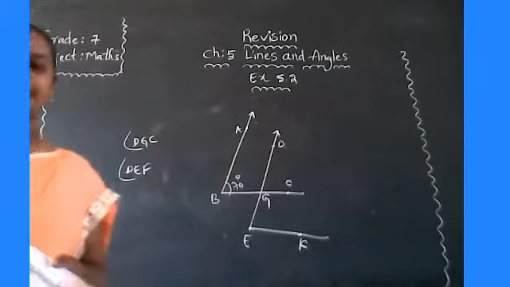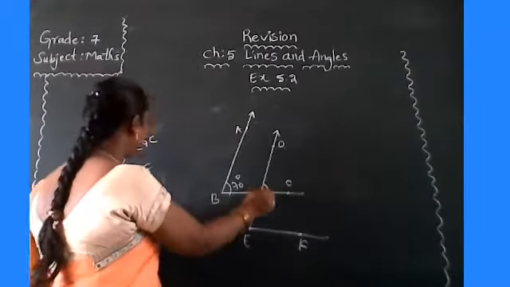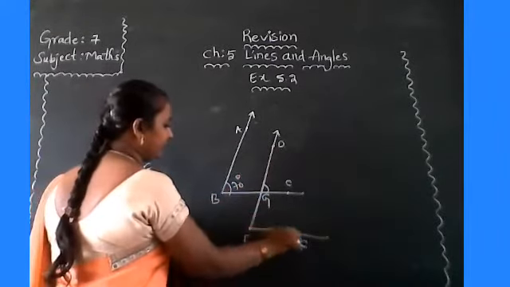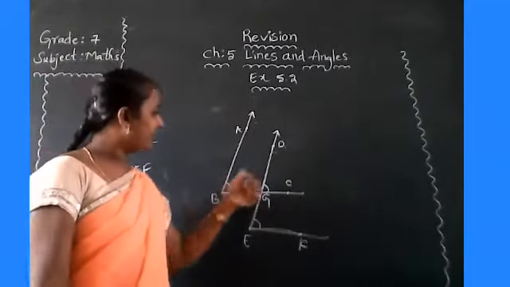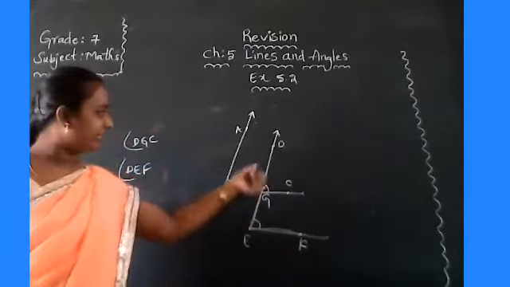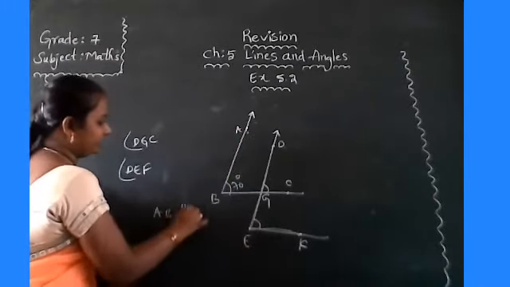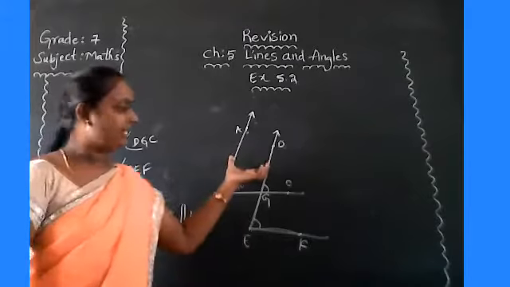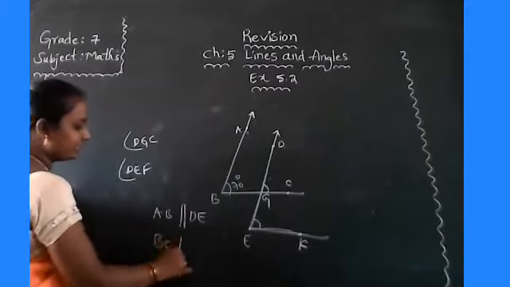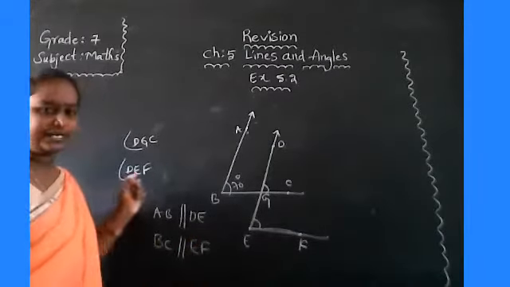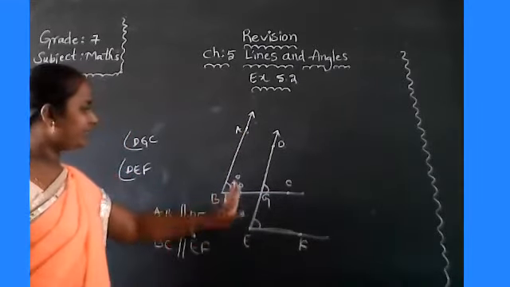So what do you have to find here? Angle DGC, this angle you have to find, and angle DEF. Listen here. AB is parallel to DE. So here the AB line is parallel to DE, and the next, BC is parallel to EF. Angle ABC is 70 degrees.